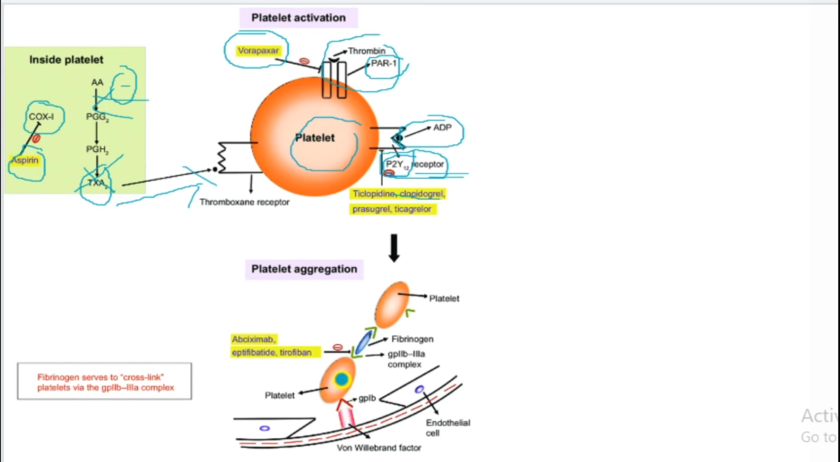Simultaneously, platelet aggregation can be blocked by abciximab and tirofiban drugs, which bind with the GP2B3A complex.